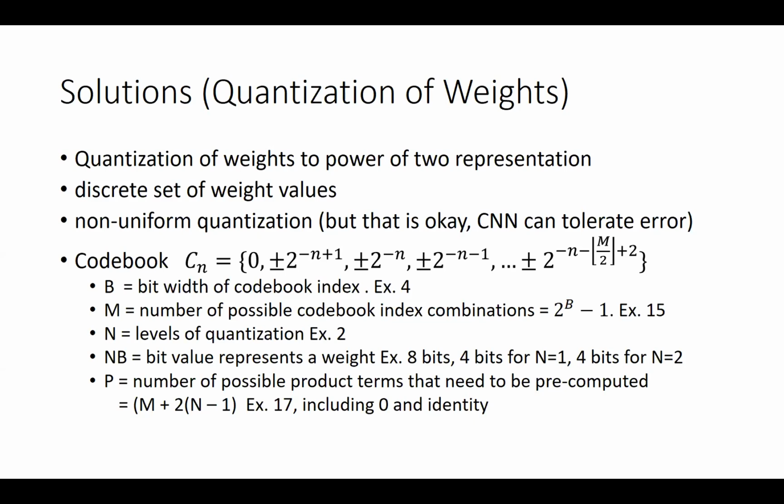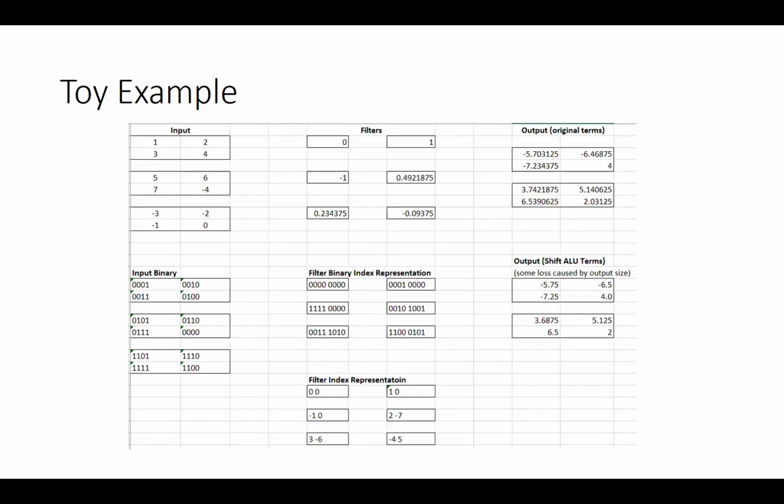N into B is basically just the multiplication of the levels of quantization and the bit width. And P is basically the number of possible product terms that can be pre-computed. That can be given by the formula M plus 2 into N minus 1, which is 17 in this case, including 0 and identity. So this is our toy example. This is what we have been trying to implement, and we successfully implemented in this project.